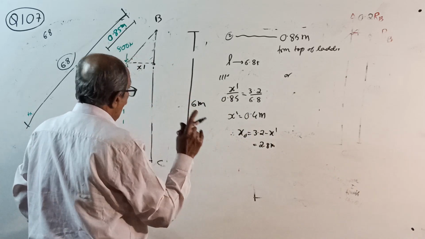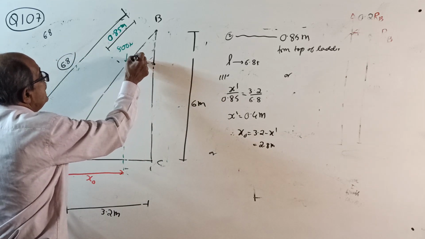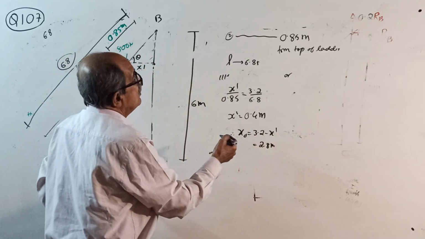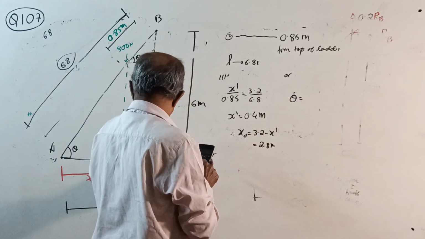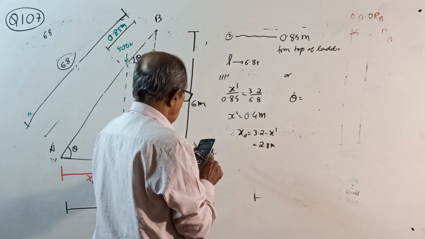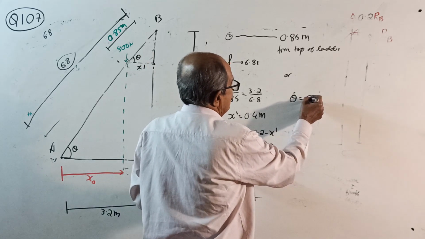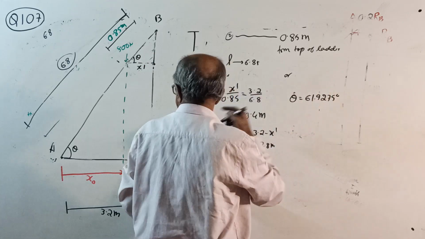Okay. Or one more thing. You take this angle theta. Calculate theta. How much will theta come? You know how to calculate theta. It is tan inverse of 6 divided by 3.2, which is 61.9275 degrees.